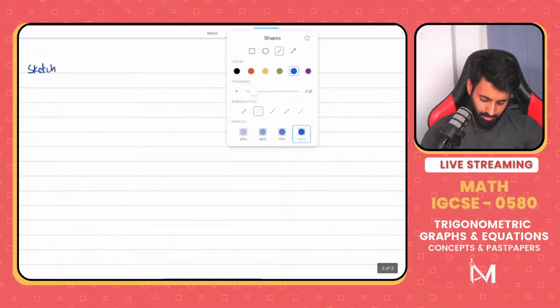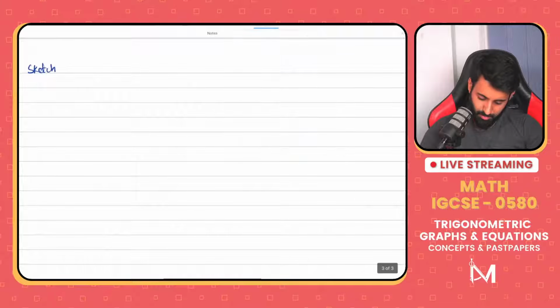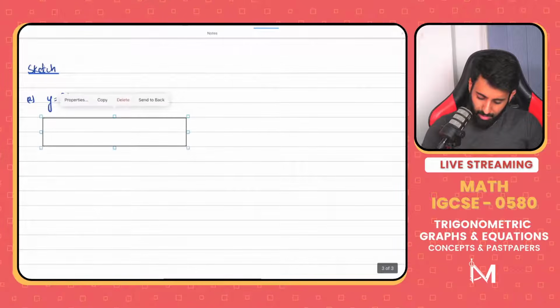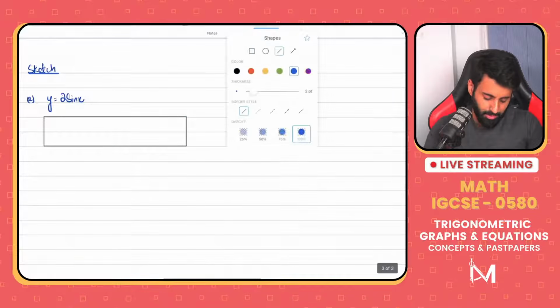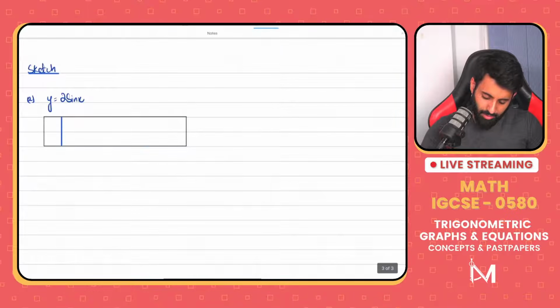Now, the variations that I'm talking about, you will have something like this. Let's say you're given part A, y is equal to 2 sine x. The best way to solve questions like these is by making a table and one by one plugging in the values of x and writing down the corresponding y value. So I'd like you guys to do this with me. And let's say the range that's given is from 0 to 360.